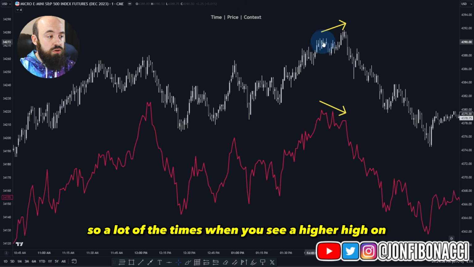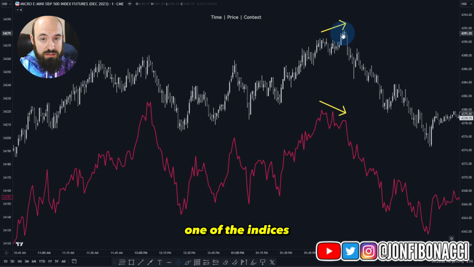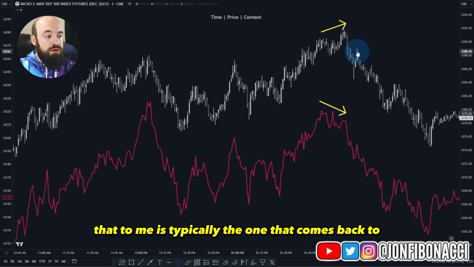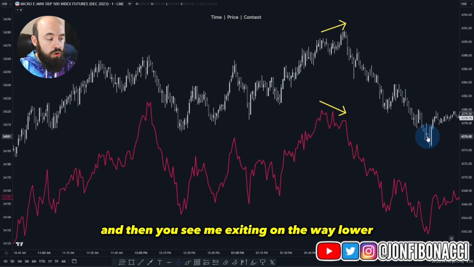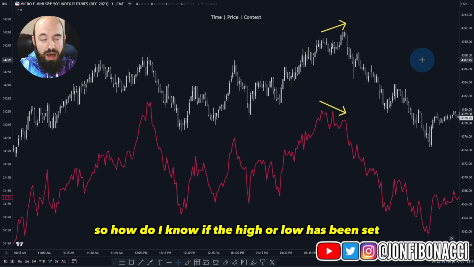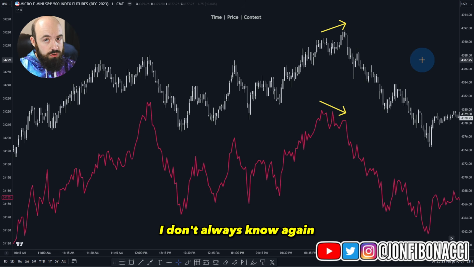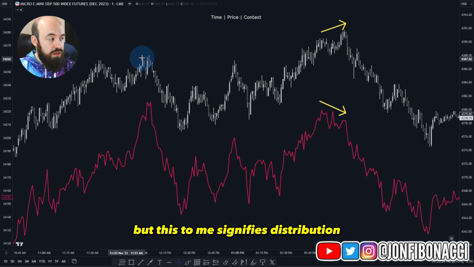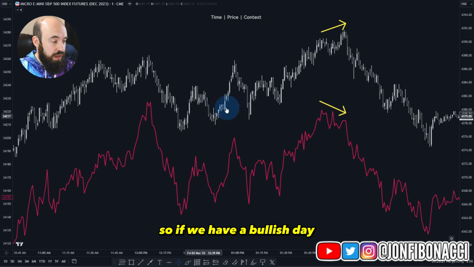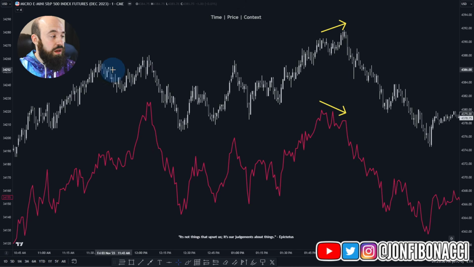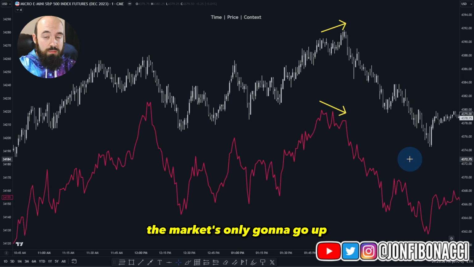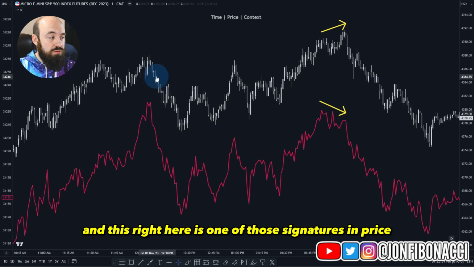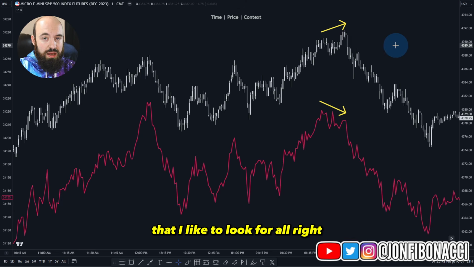So a lot of the times when you see a higher high on one of the indices, that to me is typically the one that comes back to mitigate. This to me, again, is a mitigation. And that's why I entered right there. And then you see me exiting on the way lower. So how do I know if the high or low has been set? I don't always know. Again, it's probabilities, but this to me signifies distribution. And so if we have a bullish day, it's been bullish all day, and then we're finally seeing signs of distribution, that to me could be a reversal. The market's only going to go up, right, until it's ready to go lower. And this right here is one of those signatures in price that I like to look for.